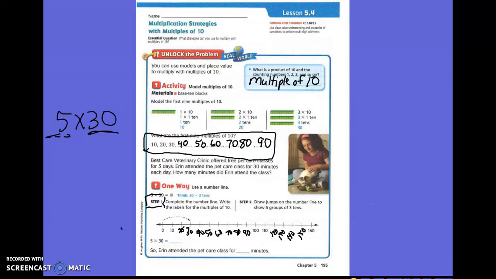Okay, now we said the 5 means there will be 5 jumps. And we said the 30 means that there's going to be jumping 30 numbers. Okay, we're counting by 10s here, so they kind of showed us the first jump from 0 to 30. That is the first jump. Okay, from 0 to 30. Now what will our second jump be from? 30 to 60.